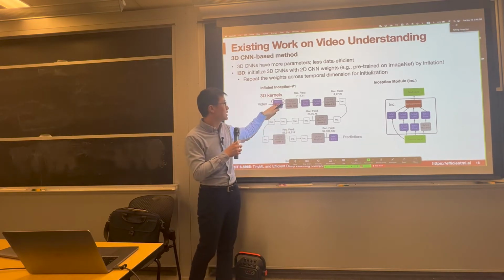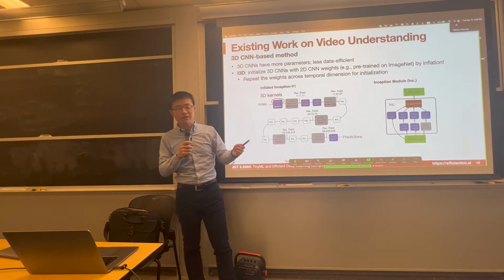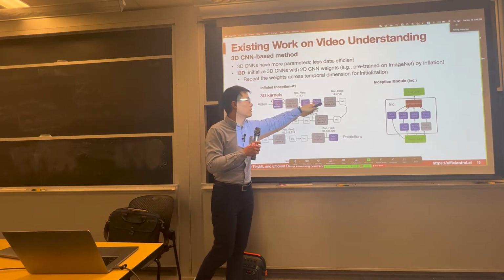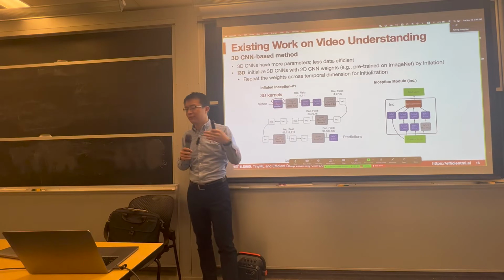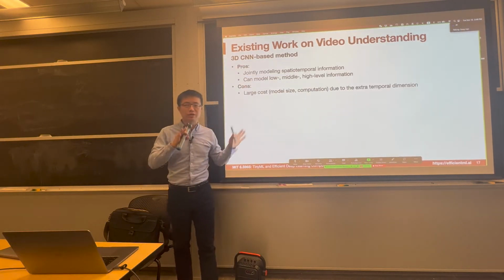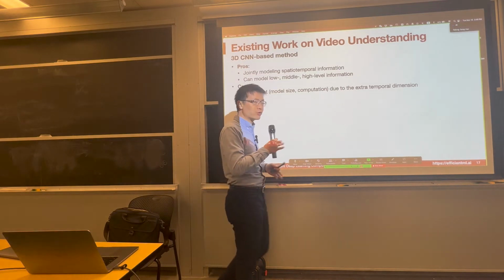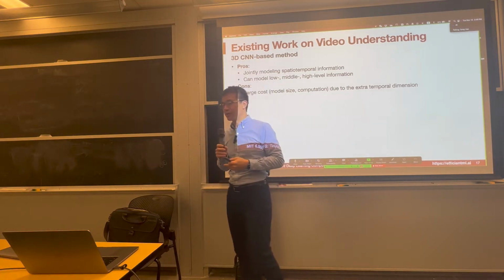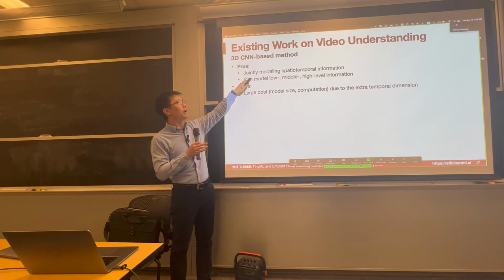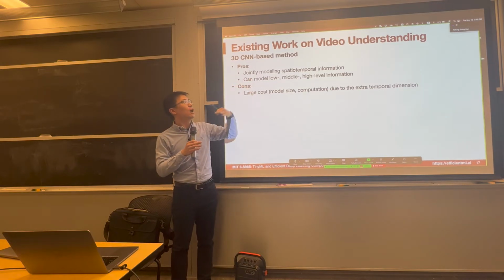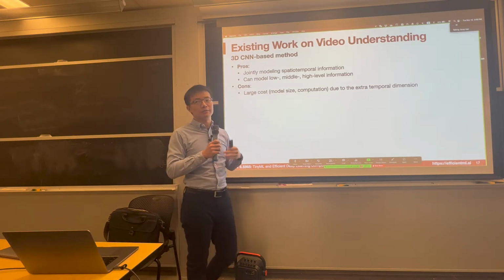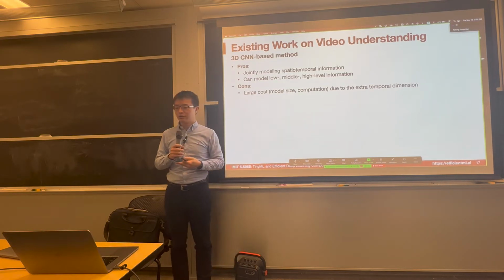And as you can see, previously we had a 7 by 7 kernel. Now we have a 7 by 7 by 7 kernel. Previously a 3 by 3 kernel, now a 3 by 3 by 3 kernel. So what are the pros and cons of such 3D-based CNNs for video understanding? Of course, we have better accuracy by being able to jointly model the spatial and also the temporal information by introducing 3D convolution, right?